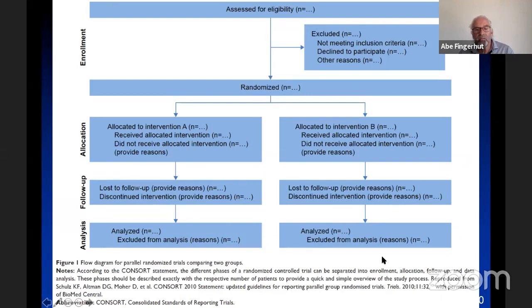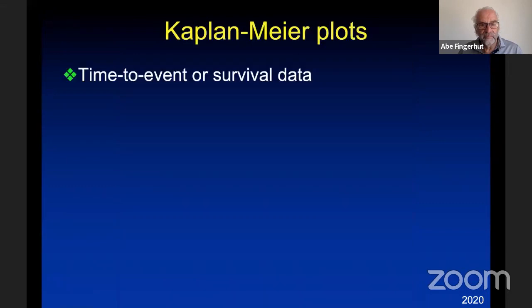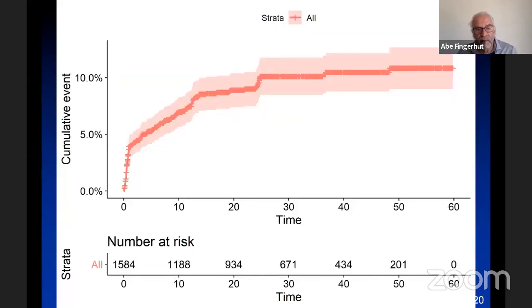Flowchart. There's another flowchart. Be careful when you have a lot of information that this is fairly well done. There's a lot of information. You have to read it very carefully, but everything is there. Kaplan-Meier plots are used for time to event or survival data. A typical example is shown here.